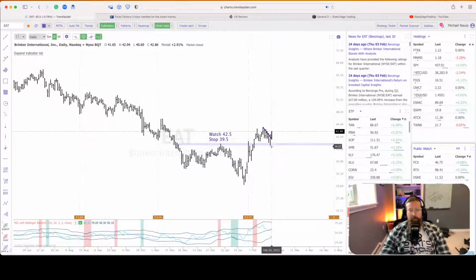And EAT, I still like the look of this one. I am in this one as well, but I'm going to keep this on the list. So we only have 5 stocks on the list now. I generally keep my list to under 15, so we've got a lot of room to add.